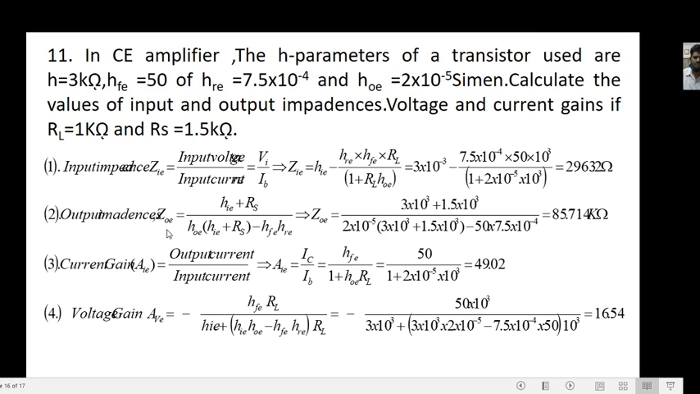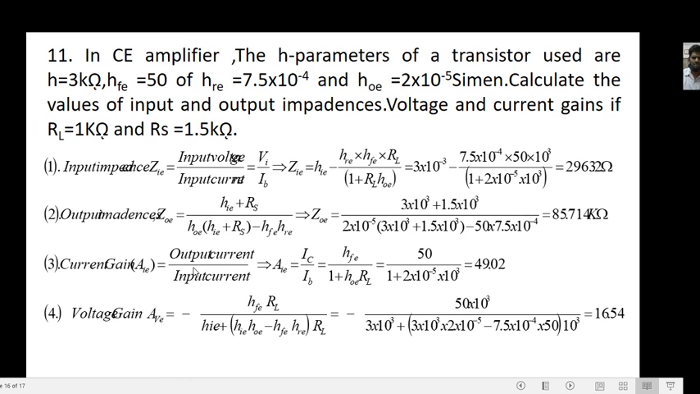Output impedance ZOE is equal to ZIE plus RS divided by HOE into HIE plus RS minus HFE into HRE, with HIE equal to 3 into 10 power 3. So we can substitute all the values in this equation. We get 85.714 kilo ohm. Third one, current gain, AIE.